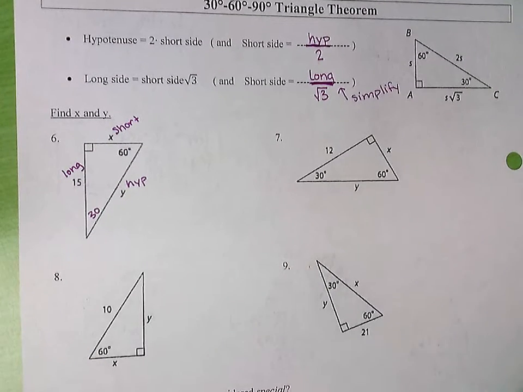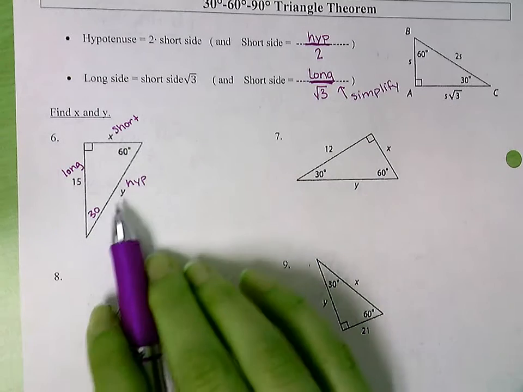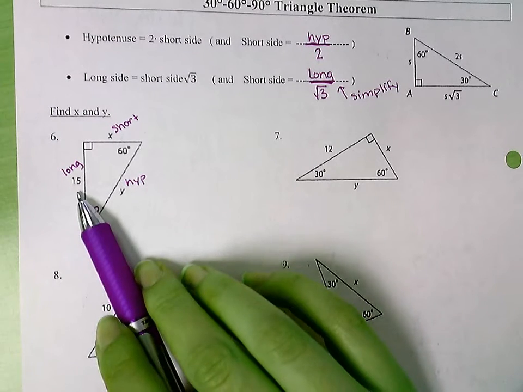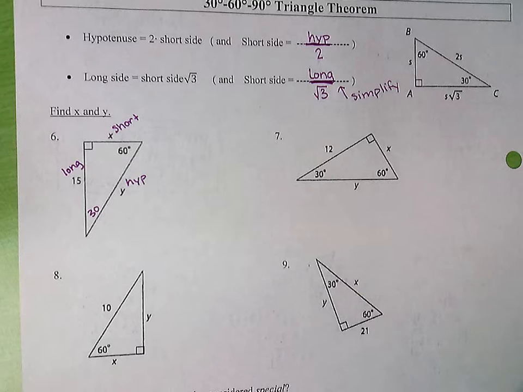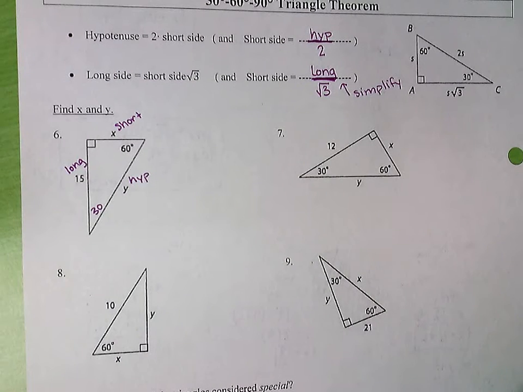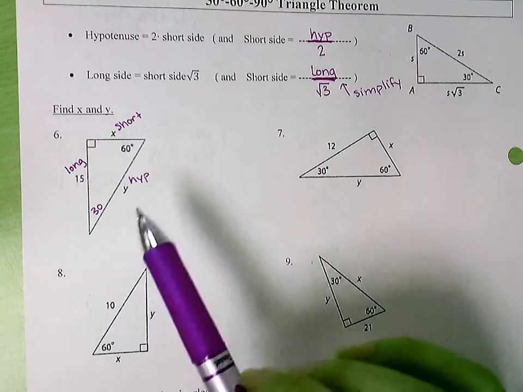So I have 2 variables here. I need to find the short side and the hypotenuse. Okay? I am given the long side. Okay, which one of these do you want to solve for first? Short side? Okay. Yes, you're going to solve for the short side first.